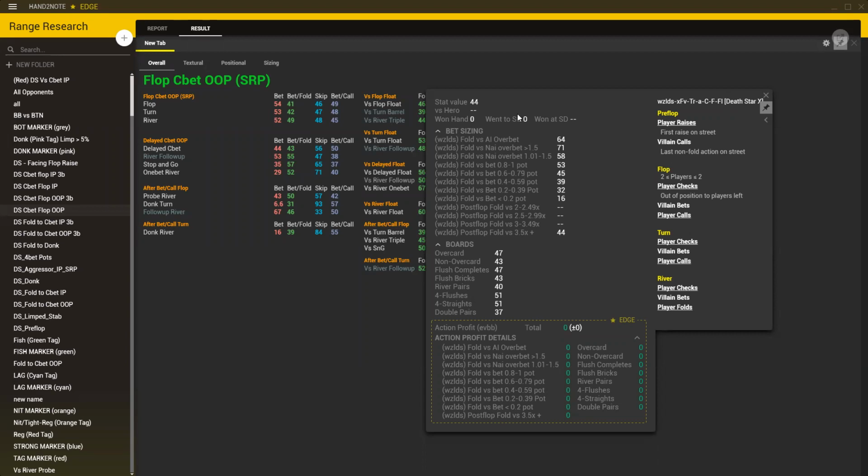And the reason why this is important is because, as you can see, there's over a 10% range in terms of fold equity for that river triple barrel after we float bet the flop. On the one hand, we have river pairs, which is one of our worst, aside from double pairs, which is the absolute worst. That's 37%, right? 40% on the river pairs, though. But at the other end of the spectrum, we have four flushes and four straights with 51% fold equity on the triple barrel.